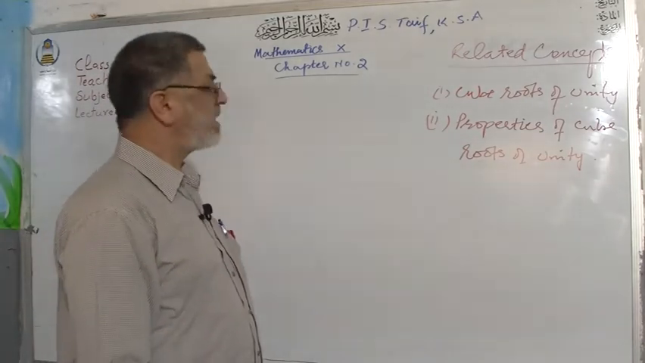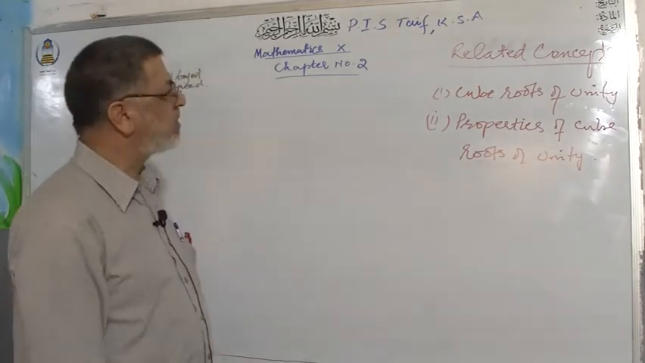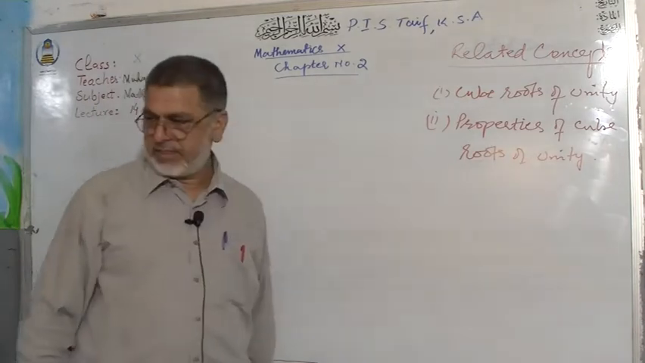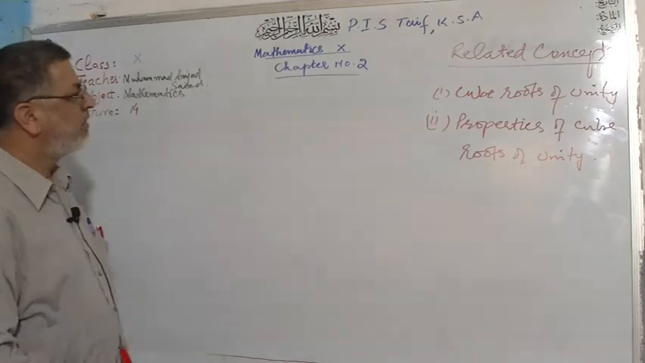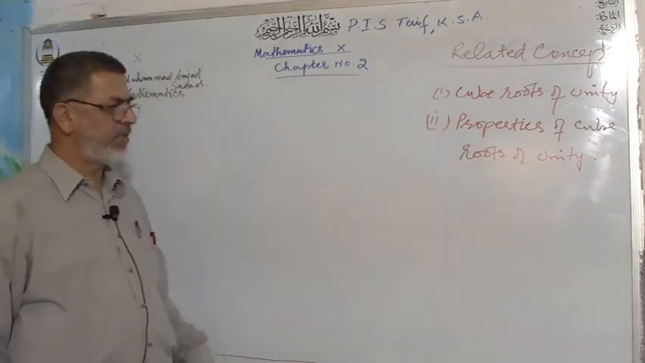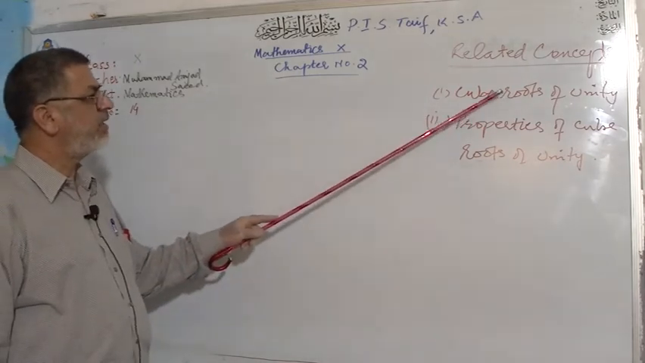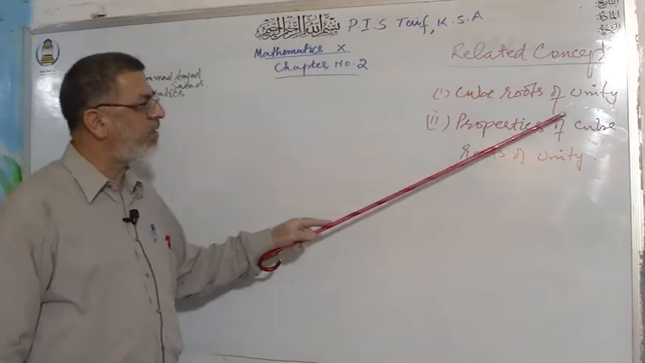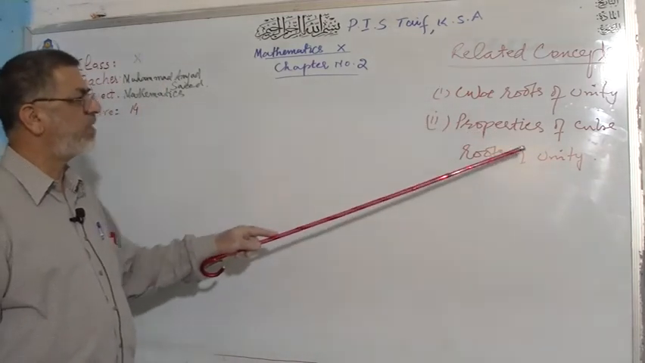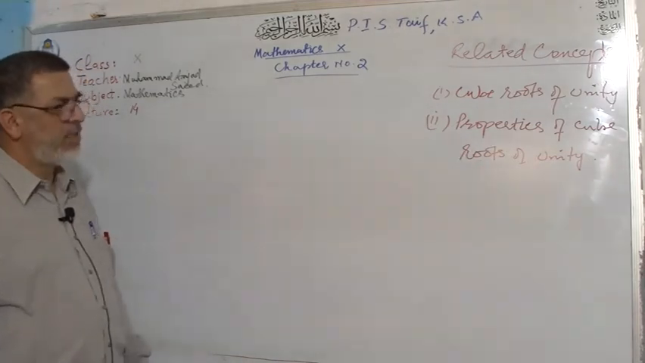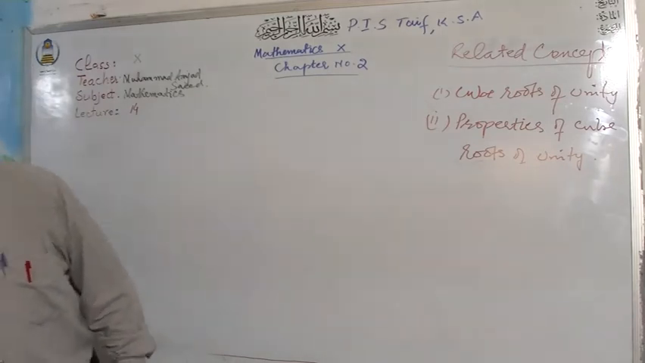Before we start our next exercise, exercise 2.2, I want to give you some ideas about the next exercise onward. First of all, what are cube roots of unity? We have to find the cube roots of unity. Then we will find the properties of cube roots of unity. We will write down, confirm, and prove the cube roots of unity properties. So first of all, we will write down the cube roots of unity.